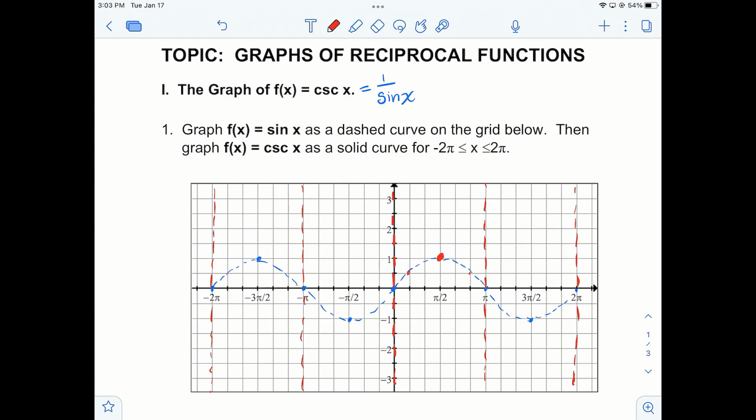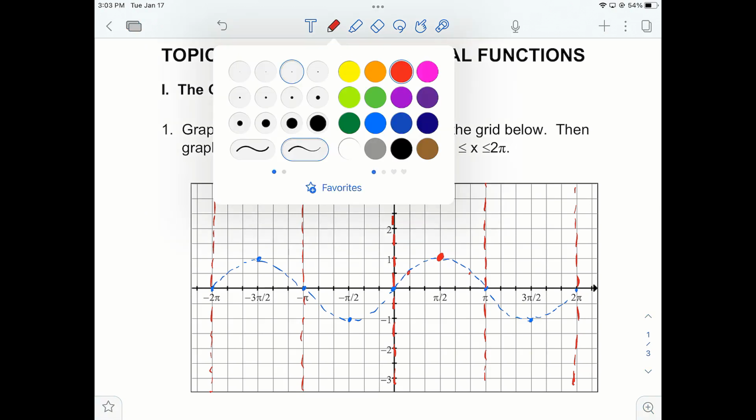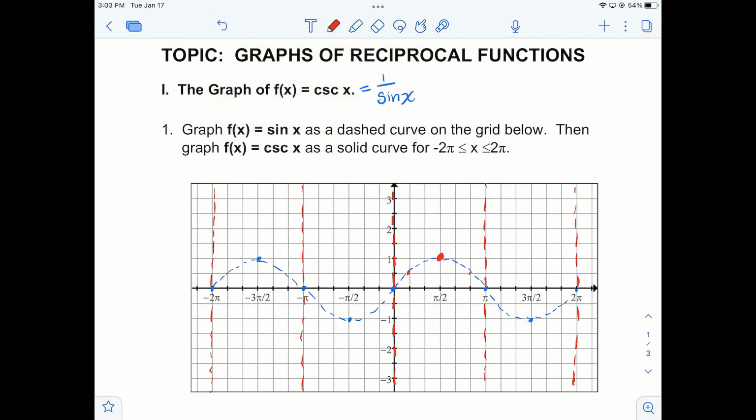So I like to say it this way, and I know it's hard to see what I'm doing on the screen. I like to say crack it at the x-axis and you flip it out. In other words, this piece is going to flip out this way. This piece is going to flip this way. And this way. And this way. So what I've drawn in the red is the cosecant graph.